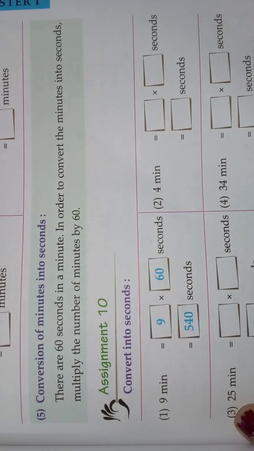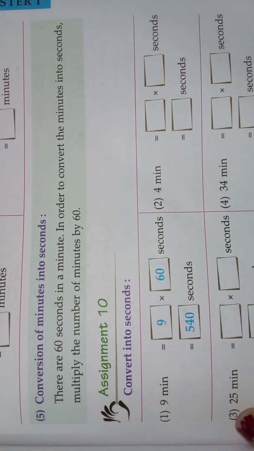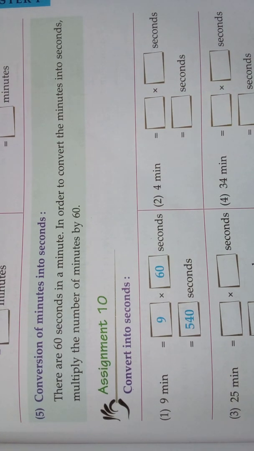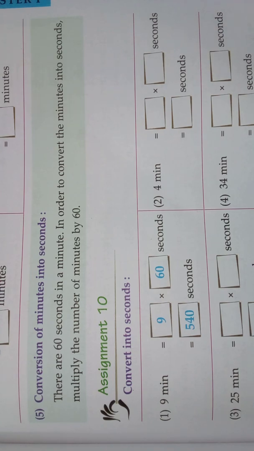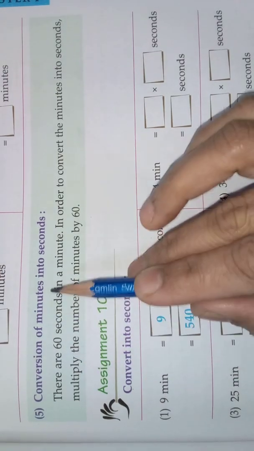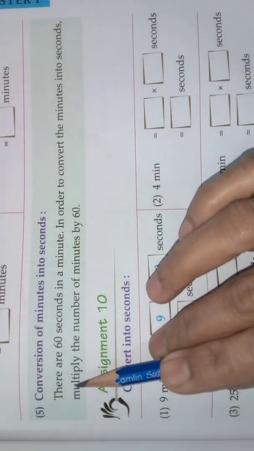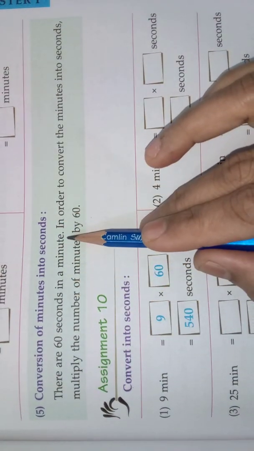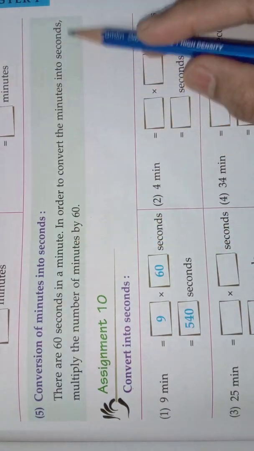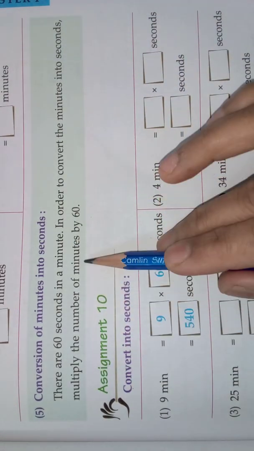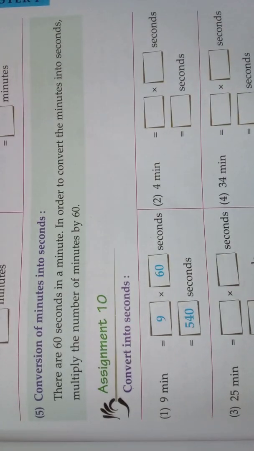Conversion of minutes into seconds. We are converting here into lower units. Lower units, that means what? A second is lower than a minute. Conversion of minutes into seconds, and we know there are 60 seconds in a minute. In order to convert the minutes into seconds, multiply the number of minutes by 60.